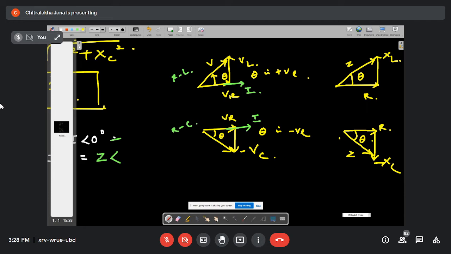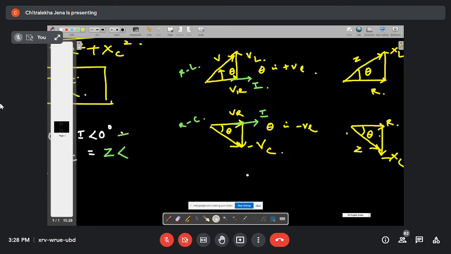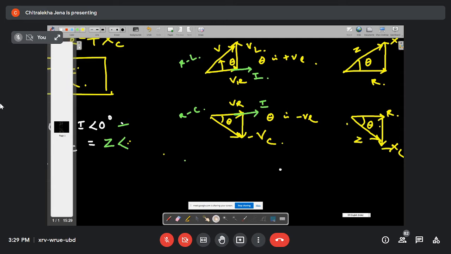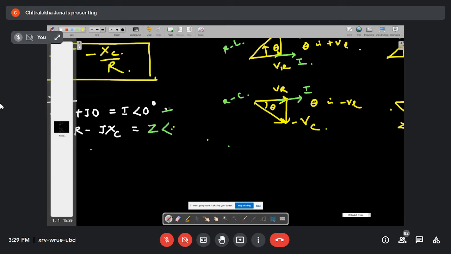So Z is present at an angle of how much degree? Tan inverse. And theta. I want how much degree it is present. By an angle theta, but I have told you in which case you will take it as positive, in which case you will take it as negative. RL positive, RC you will take it as negative. So what you will write down here? It will be Z at an angle minus of theta.